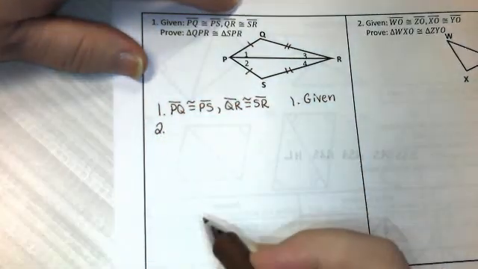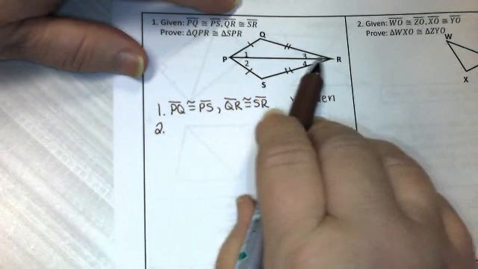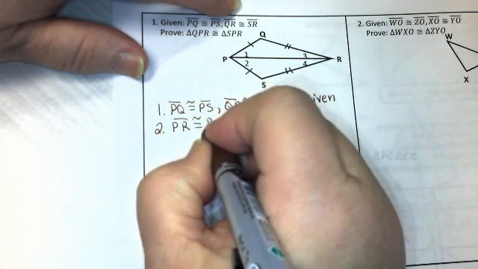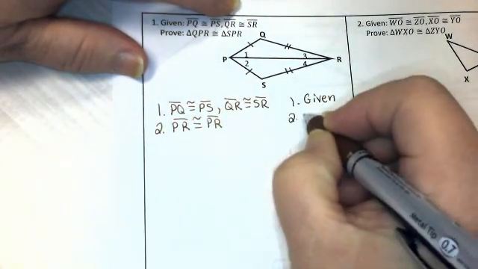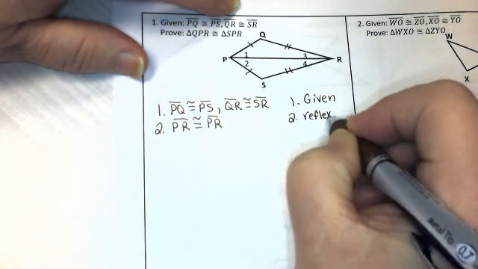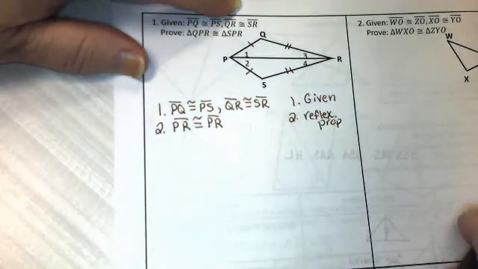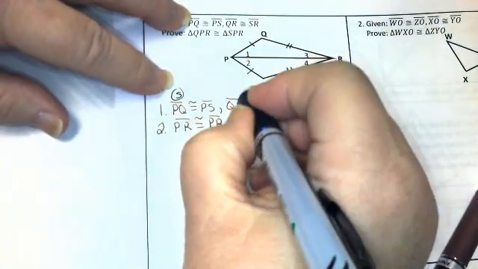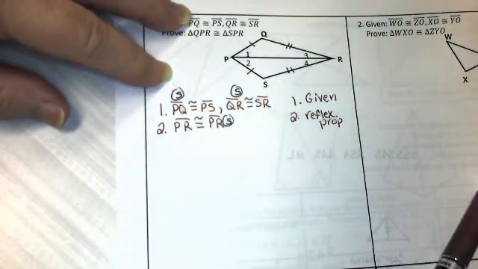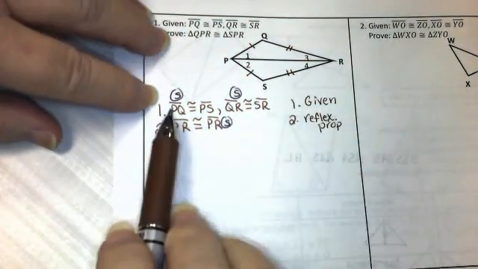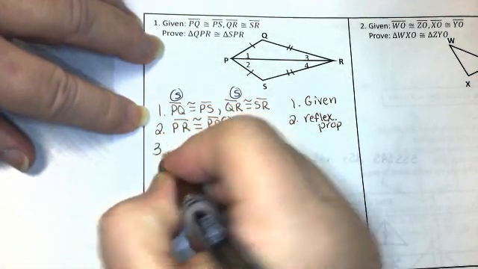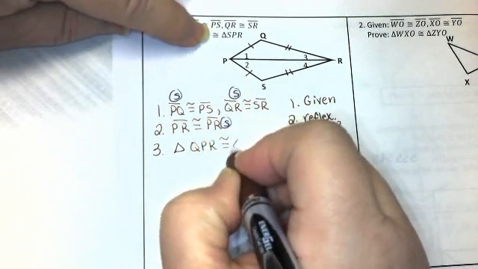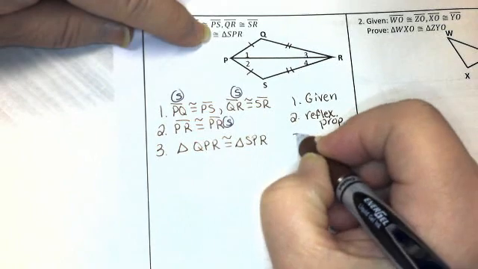Now this is a pretty short proof, because notice I have this common side, PR, so I'm going to use my reflexive property whenever you see a shared side. And I think I have enough information. Let's look at our picture. We have, this is a side, this is a side, and this is a side. So I think my triangles are congruent. I needed three things congruent. So I'm going to say the prove: triangle QPR is congruent to triangle SPR by SSS.